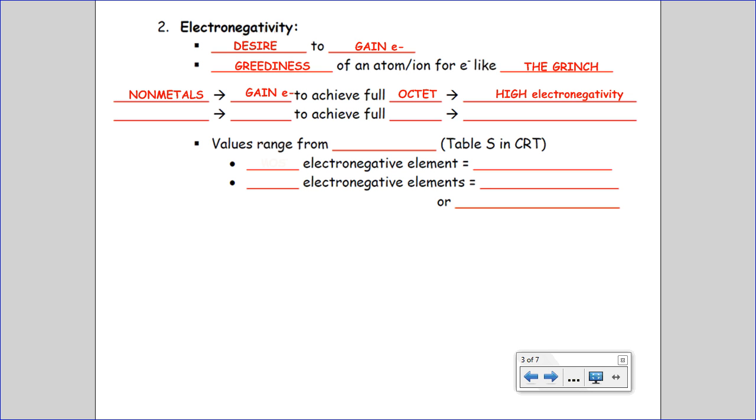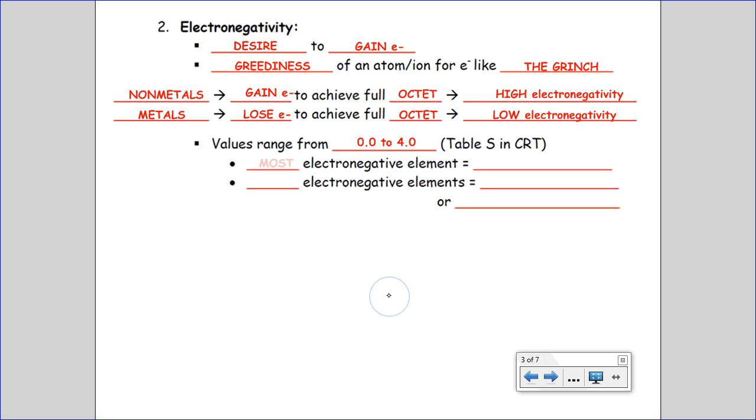They pull on electrons. Metals are the opposite. They lose their electrons to get their octet, and they have a low electronegativity. Because remember, if you lose the electrons in your valence shell, it exposes the full shell that was hidden underneath it, to have a full 8 electrons in it. Values of electronegativity range from 0 to 4. Table S in our reference tables has both the atomic radius and the electronegativity, all the elements' values, and if you were to graph them yourself, you would see the periodic trend. Guess what? You're going to end up doing that eventually.